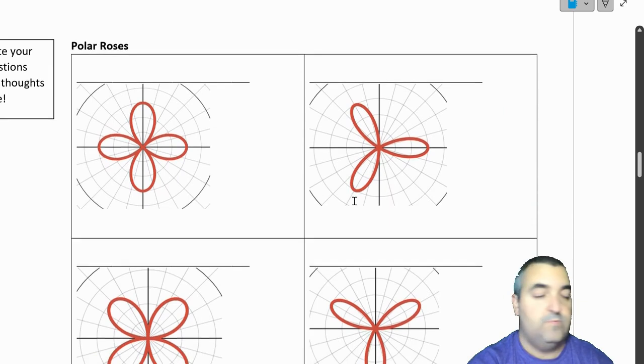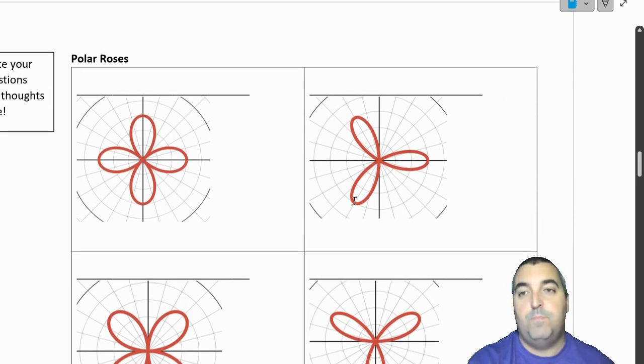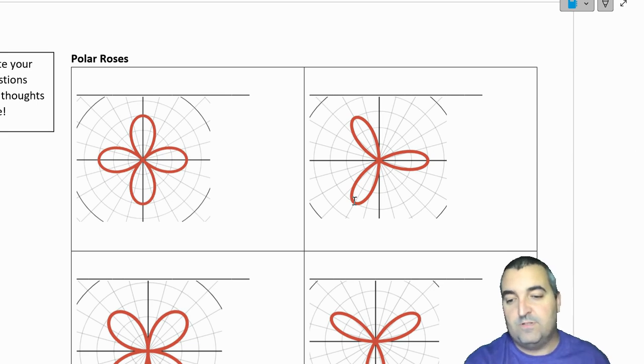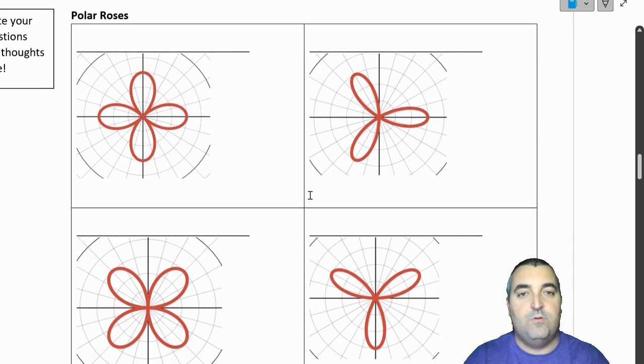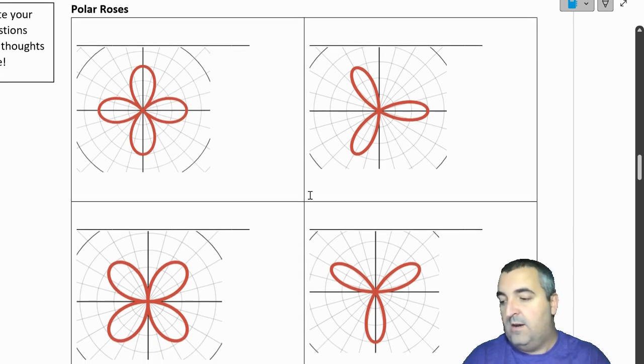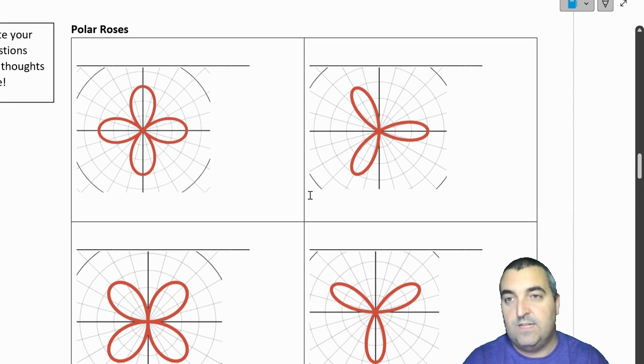And then the last one we're going to talk about in this video are the polar roses. So these are the fun ones. They look like flowers, but mathematicians don't know their flowers very well, so they called them roses, even though they don't really look like roses. So with these guys, there's going to be a little bit more of a tricky pattern, but we're going to talk through this and you'll see a lot of these patterns.